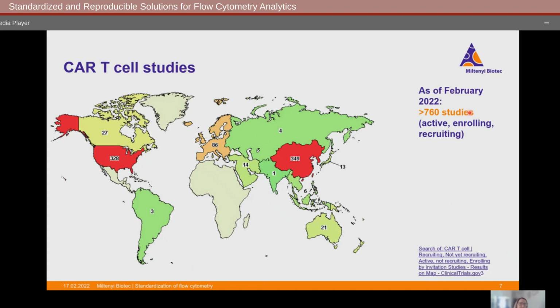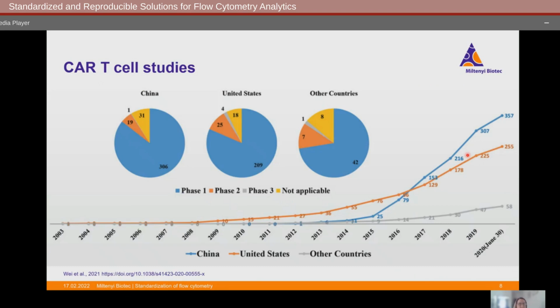A big focus of what I will be talking about today in relation to flow cytometry analytics is for CAR T-cell studies. As of February of 2022, there are over 760 different studies around the world that are either active, enrolling, or recruiting just for CAR T-cell studies. So it's a massively growing field, and something that the whole world is working on together. So what is CAR T? A lot of people know this, but CAR stands for chimeric antigen receptor T-cell therapy, and it's really achieved significant success in the treatment of hematological malignancies.